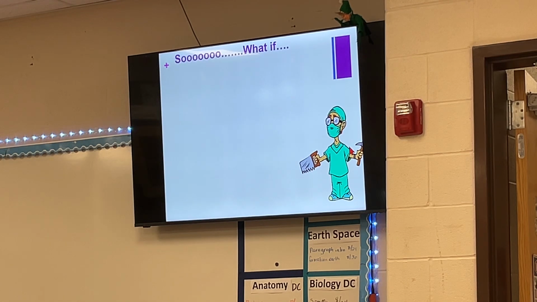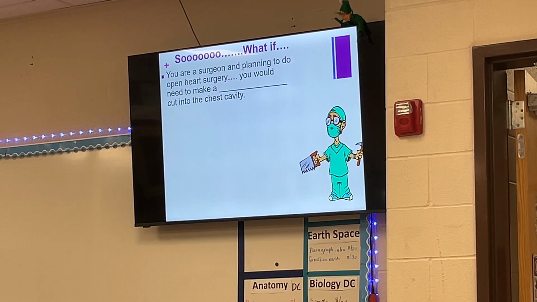Alright, so you are a surgeon and planning to do open heart surgery. You would need to make a blank cut into the chest cavity. Well, yeah, deep cut, but think of planes. Medial, but what kind of medial cut? Lateral? Mid-sagittal.